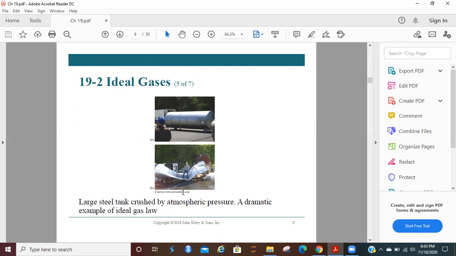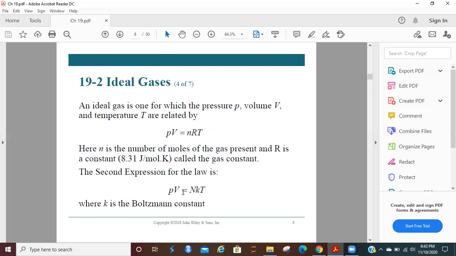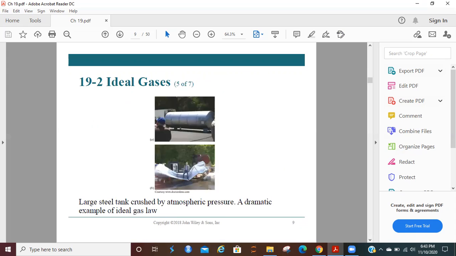So here we have a large steel tank that's being crushed by atmospheric pressure. Obviously, a pretty big example of the ideal gas law. In other words, pressure is going to continue to go up if the volume is taken down. And then eventually you end up crushing the entire container from the inside.